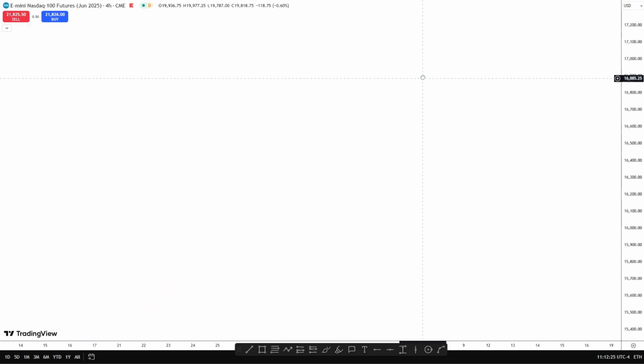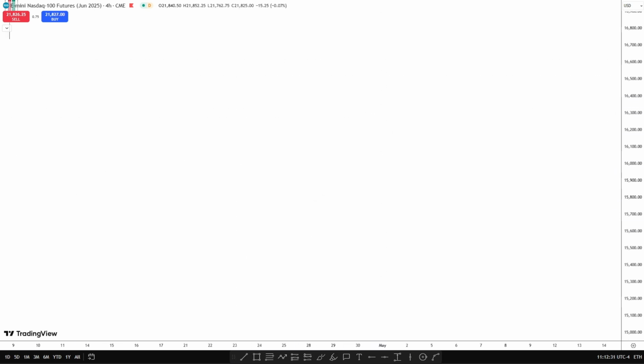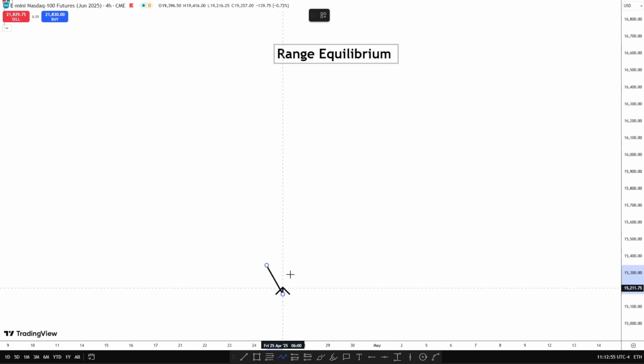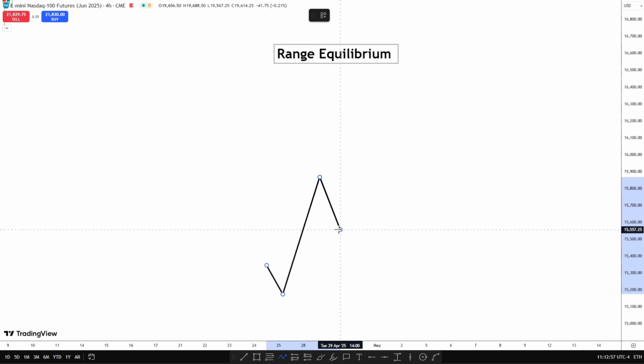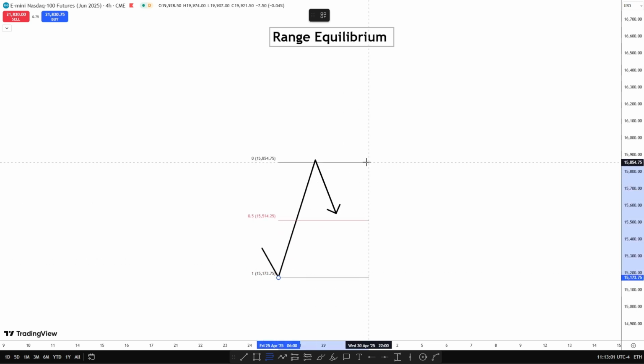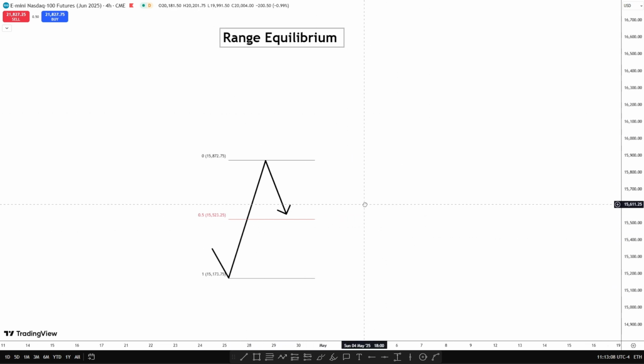Okay, so this is going to be a combination of all the previous videos that I have made, so this will all make sense if you have watched those videos. So the first thing for this concept is range equilibrium, and this essentially means you've got your range, you've got your low, high, and then you're coming back into the range. So here's your range, you have your low to your high, so you're marking up the low and the high and you're basically getting equilibrium of the range, which is the midpoint. So that is the first step to this model.